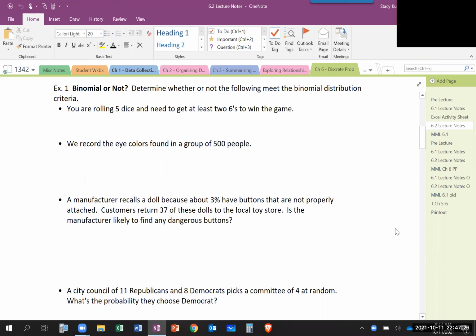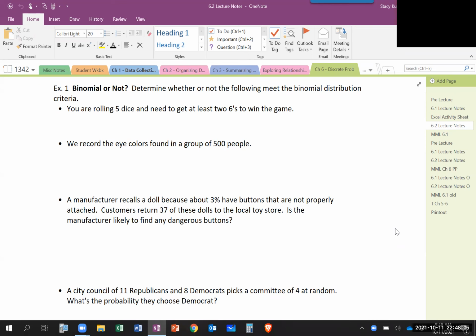Are they independent? Yes, they are independent. If we are looking at eye color found in different people, the eye color of one person does not affect the eye color of another person. Typically, people are independent. Are there only 2 outcomes? That's what I should say. No. How many outcomes could you have for eye color? Lots, more than two.